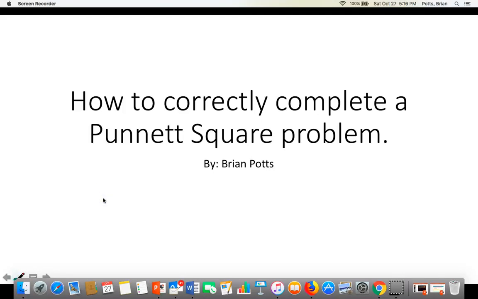Hey everyone, and welcome to Punnett Square practice. I know we went over it in class, but we are going to begin by reviewing the vocabulary.